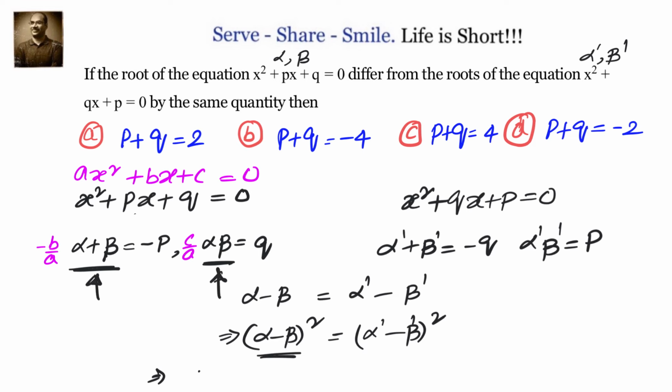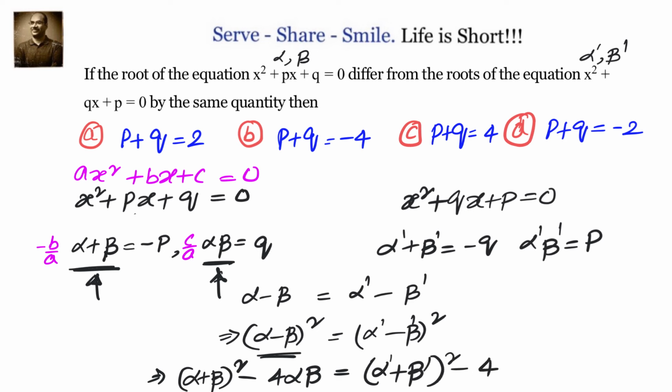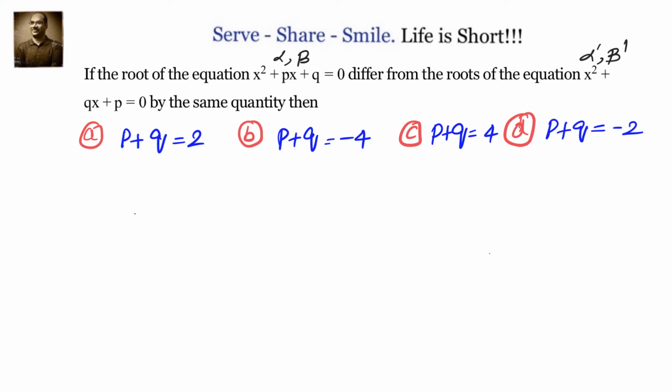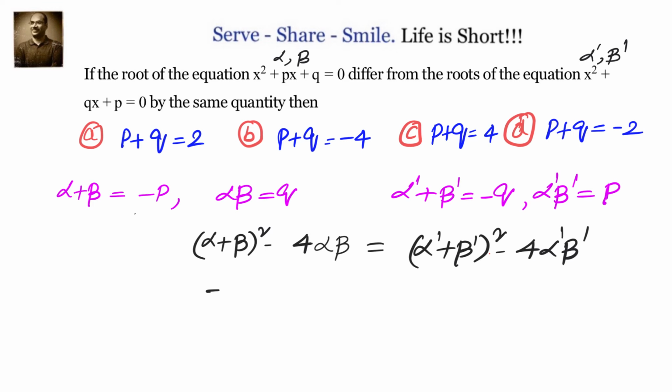For that we have the formula alpha plus beta whole square minus 4 alpha beta is alpha minus beta whole square. Similarly, on the right hand side we have alpha dash plus beta dash whole square minus 4 alpha dash beta dash. Now let us substitute the values. We will be able to solve this. We have alpha plus beta, minus p, whole square minus 4 into alpha beta, that is 4q, equals to minus q whole square minus 4 into p.